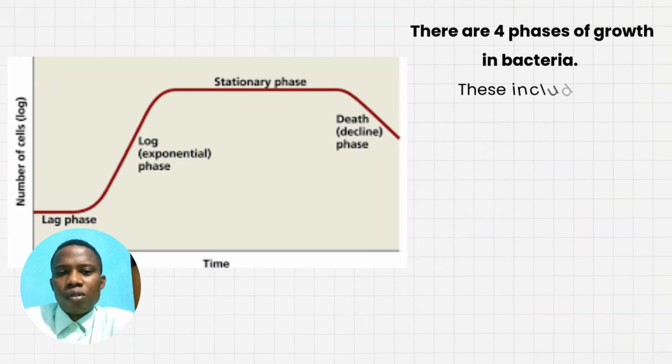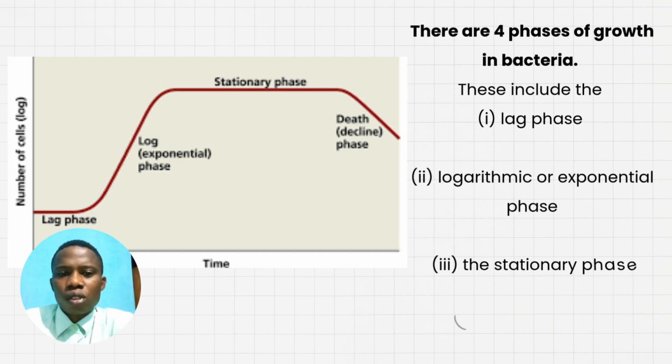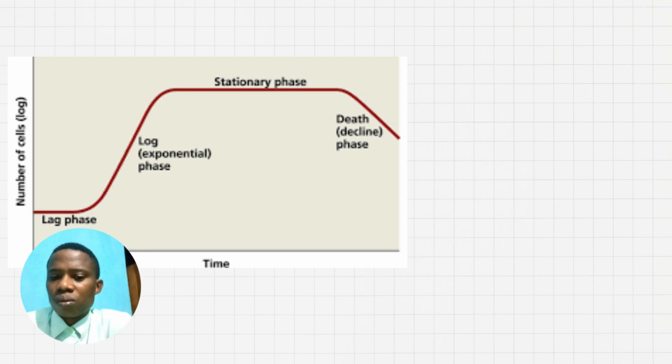Let's look at the 4 phases of growth in bacteria. The first phase is the lag phase. The second is the logarithmic or exponential phase. The third is the stationary phase. And the fourth is the decline or the death phase. As you can see from the graph, the first is the lag phase. Then it proceeds to the one we call the exponential phase. Then the stationary phase, then the decline phase.